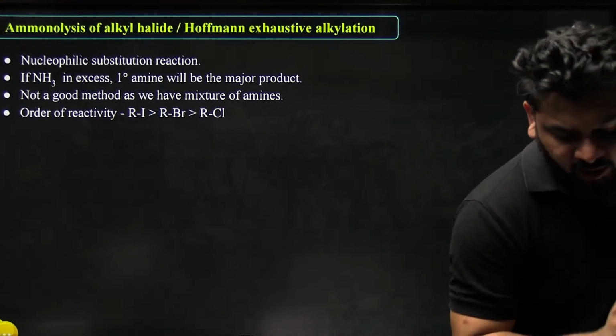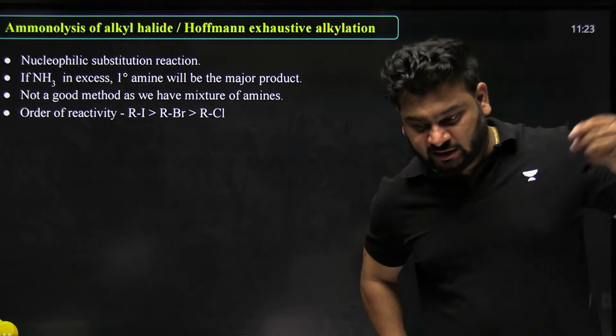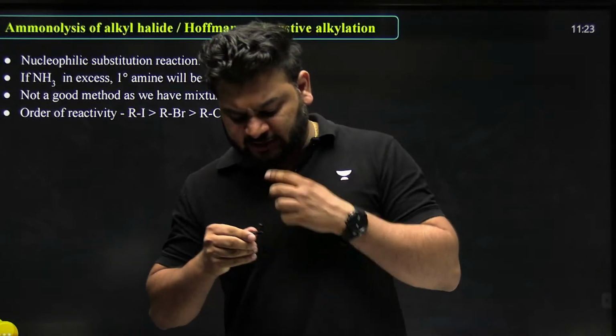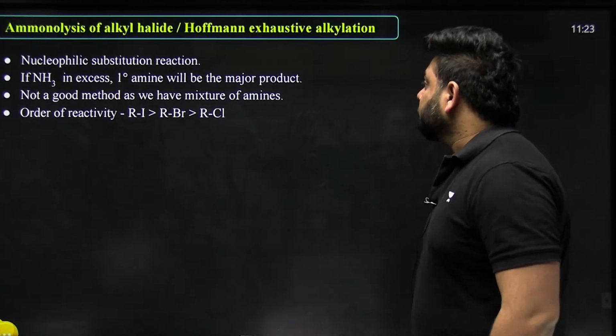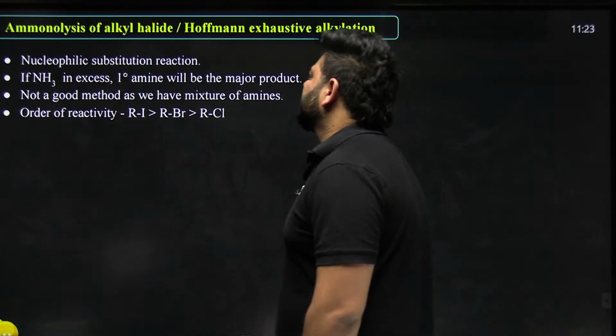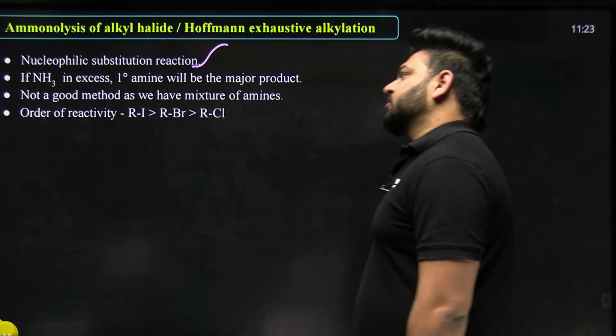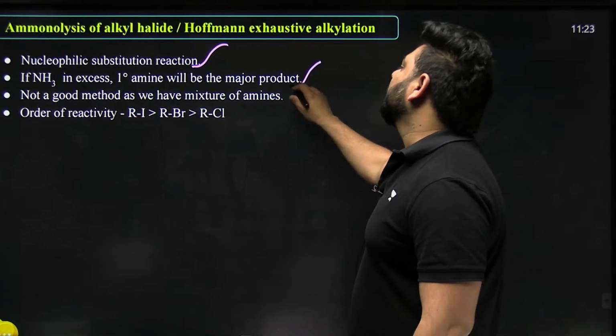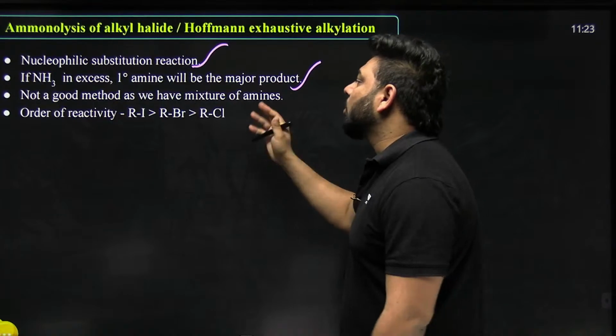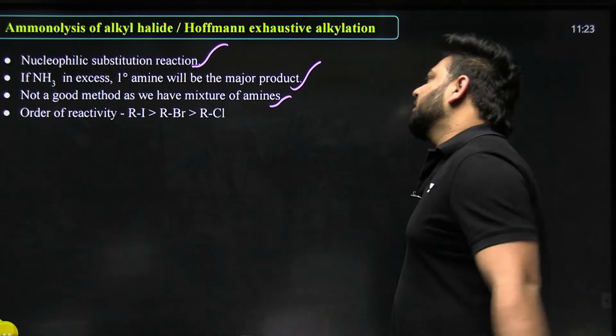So let's move forward. Sorry guys, stuck in some very urgent work. Now yes, coming back to the context, we had Hoffmann exhaustive alkylation reaction, which is a nucleophilic substitution reaction, typically SN2. If ammonia is in excess, then 1 degree will be the major product, as I told you, and it's not a good method as we obtain a mixture of amines here.